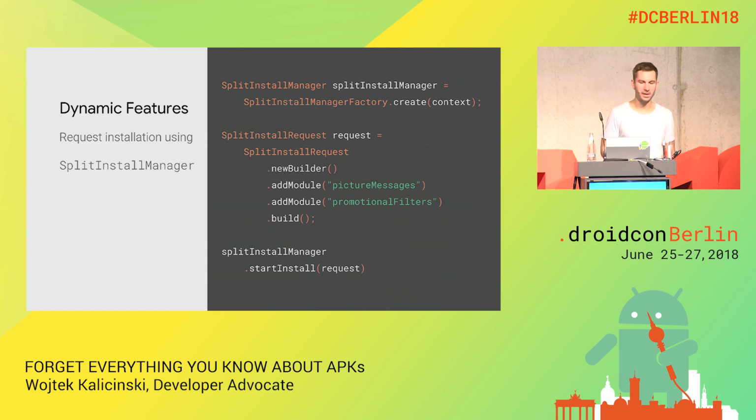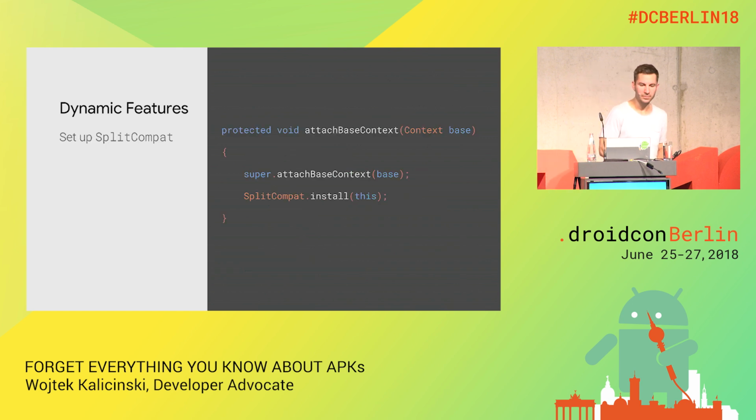It's a pretty simple API. You specify which splits you want to install. So these are the names from the manifest that I specified before. And you ask it to start installation. Now, there are a lot of callbacks here that let you watch download progress and installation progress. You might get failures if there's no internet, and so on. I will not cover all of these. This is a pretty simple API, and we do have a sample for that I will show you later.